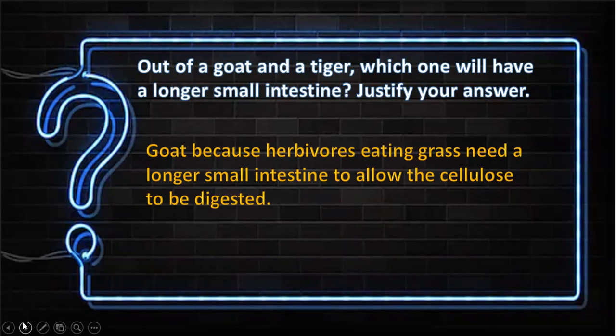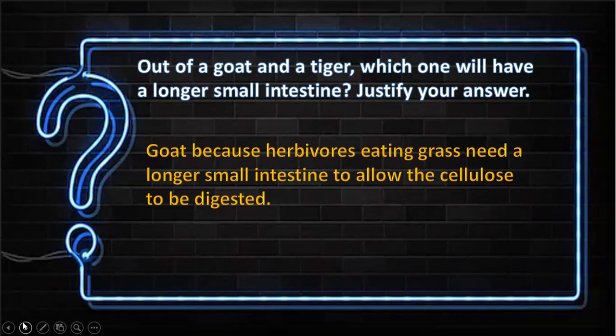The answer, as given by your CBSE board, is goat. Why do goats have a longer small intestine? Because they are herbivores. All of you know that they are herbivores, that is, they feed on plants and plant parts. They eat grass and they need a longer small intestine to allow cellulose digestion, right? All of you know that plants contain a component known as cellulose, and in order to allow the cellulose digestion, goats have a longer small intestine.